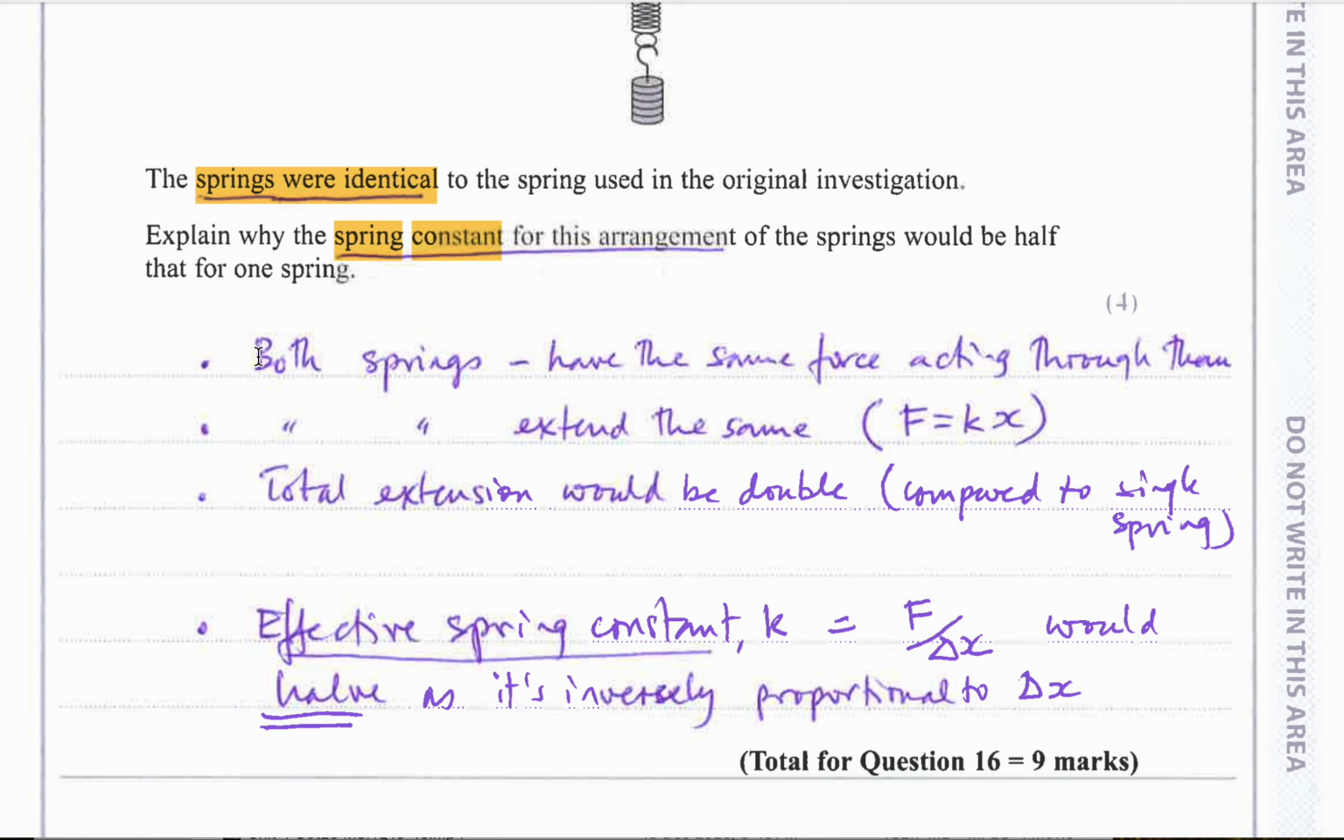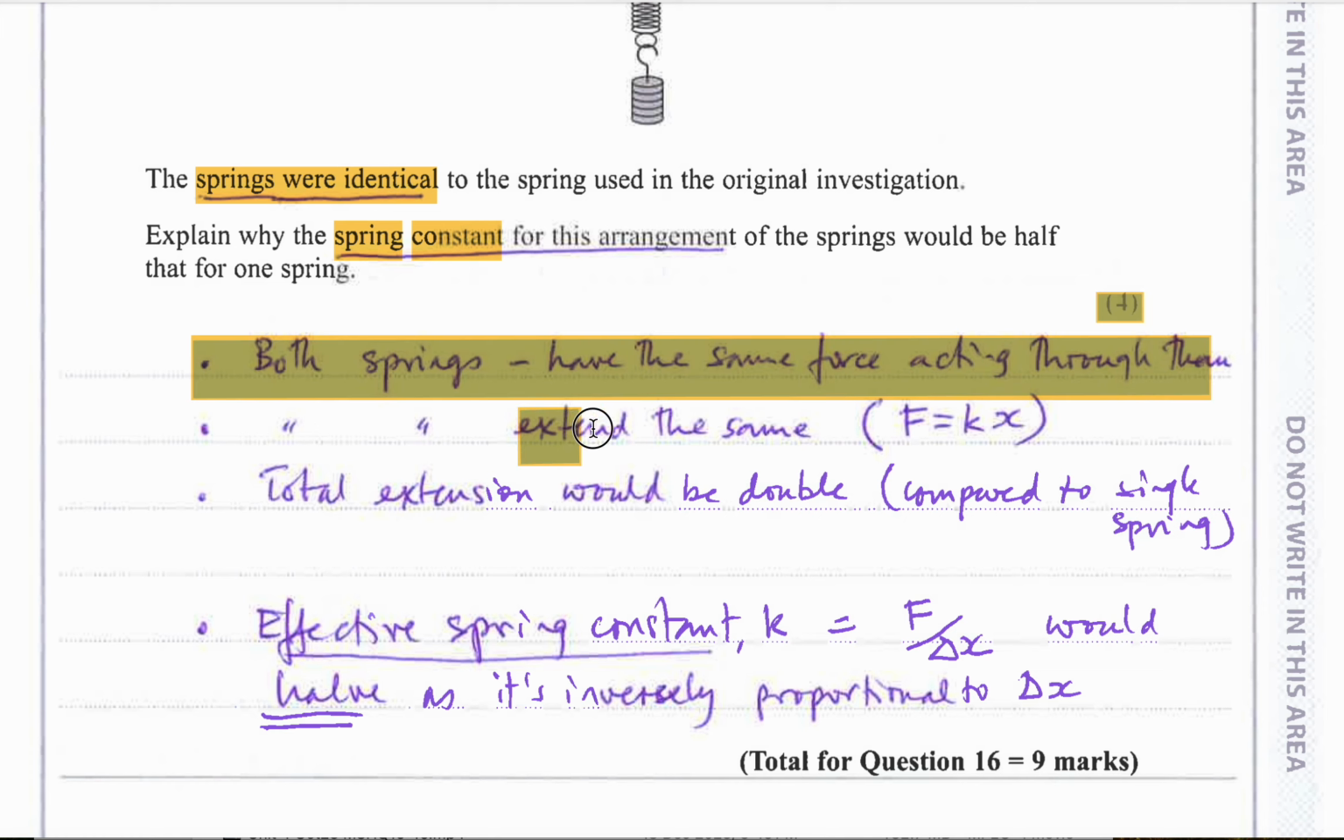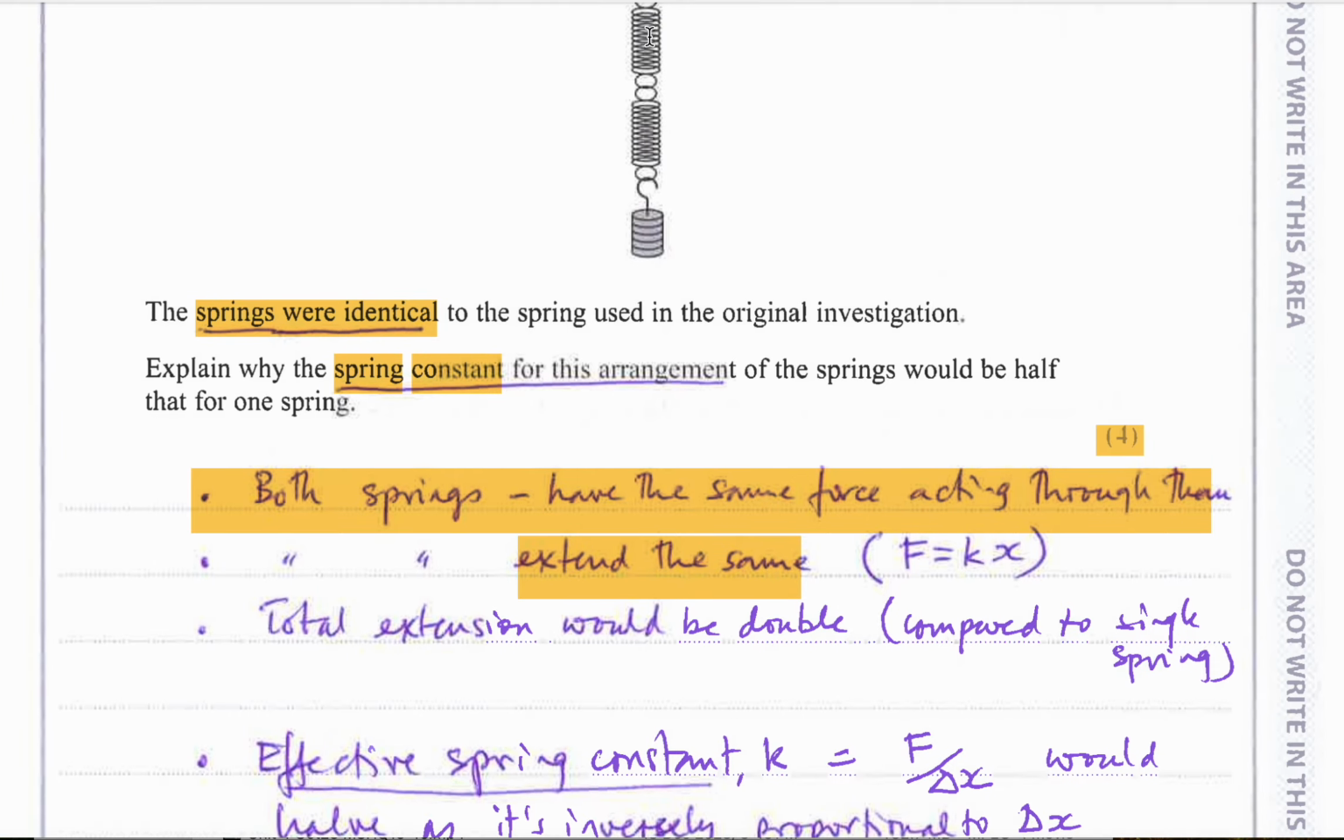So how you answer this question is that both springs have the same force acting through them. So both springs extend the same because they're the same stiffness. So they're feeling the same force. That's ignoring the mass of the spring, because obviously the top spring also has the weight of the bottom spring on it. So assuming the mass can be ignored compared to the masses that you've put on the slots here, then it would be true.